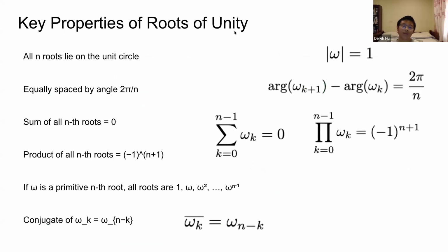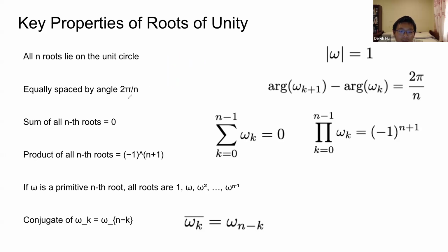And then there are a lot of properties of the roots of unity that are very important to us. As established earlier, all the nth roots lie on the unit circle, so the magnitude of omega is equal to 1. It's also intuitive because z to the n is equal to 1, so it makes sense that this part's magnitude is 1, because otherwise the magnitude of the big thing will be a lot more than 1 or less than 1.